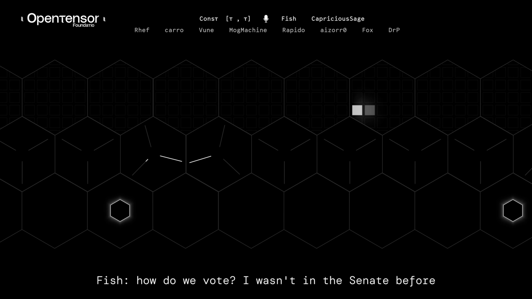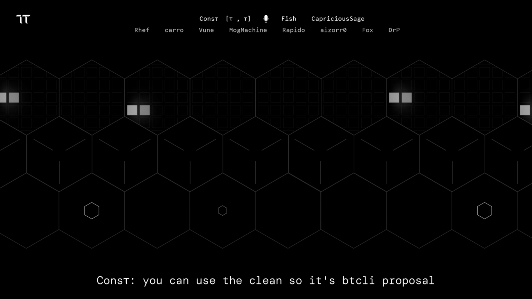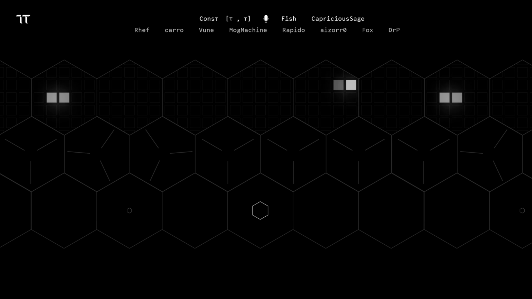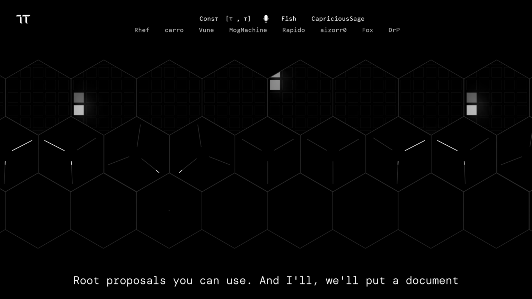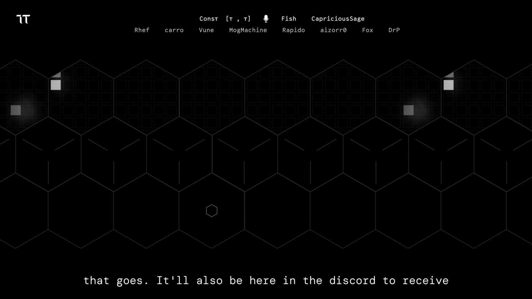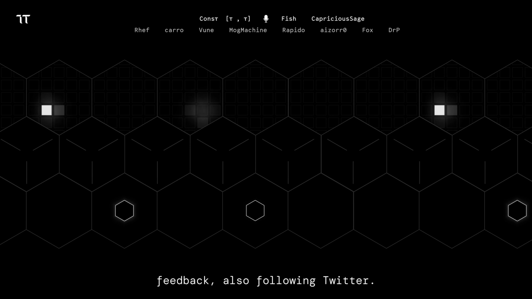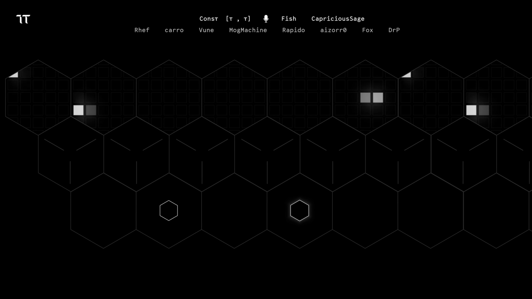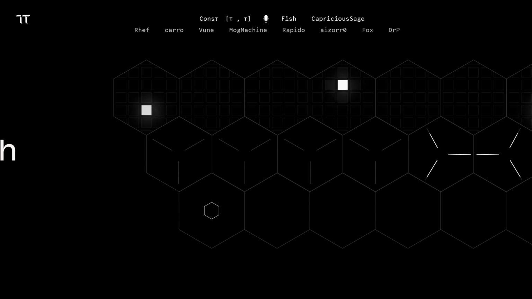Okay. How do we vote? I was in the Senate before. You can use the CLI. So it's btcli root proposal. Cool. Root proposals you can use, and we'll put a document out tomorrow for people that do want to vote, and we'll see how that goes. And we'll also be here in the Discord to receive feedback. Also following Twitter. When will the vote go live? Day and tomorrow. Cool.